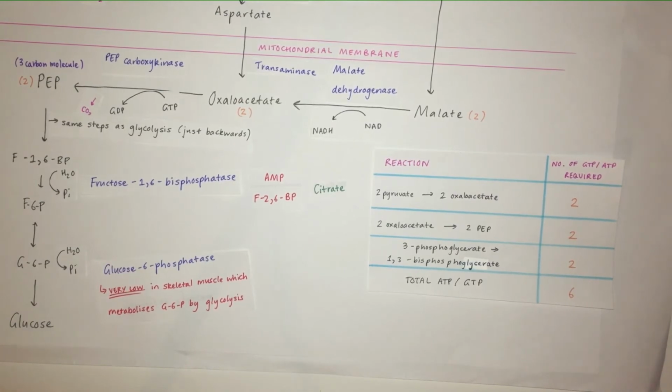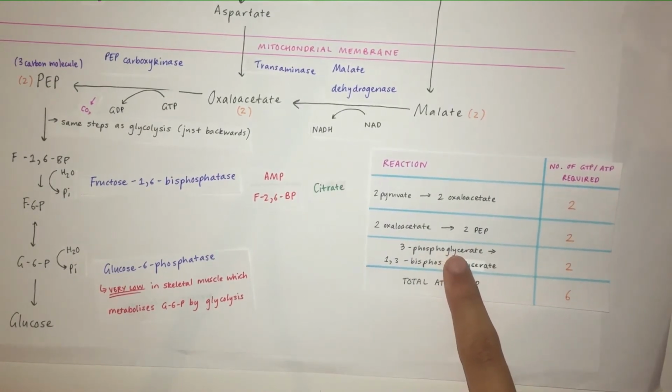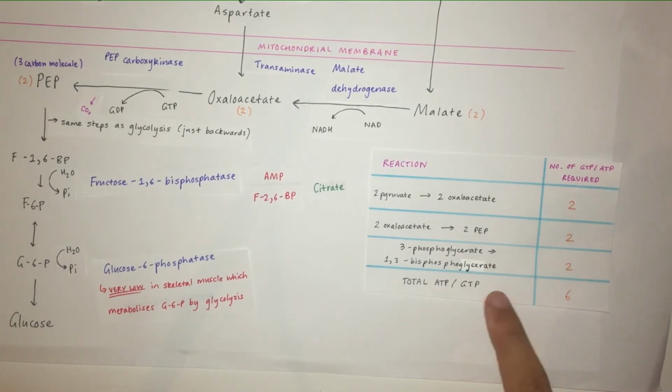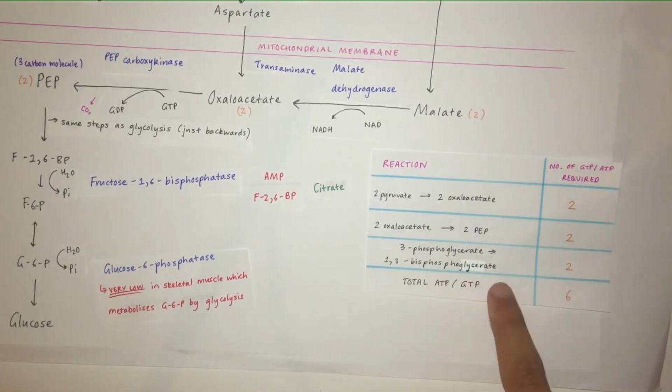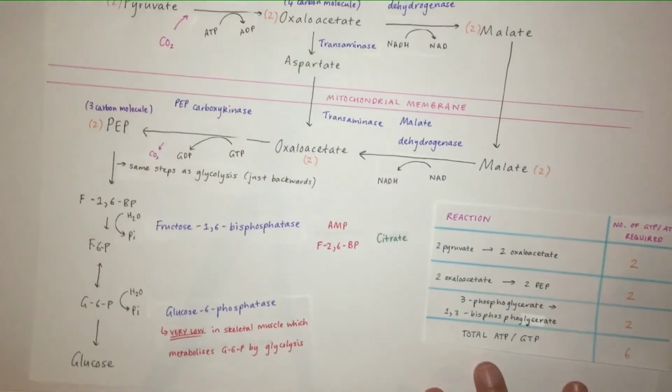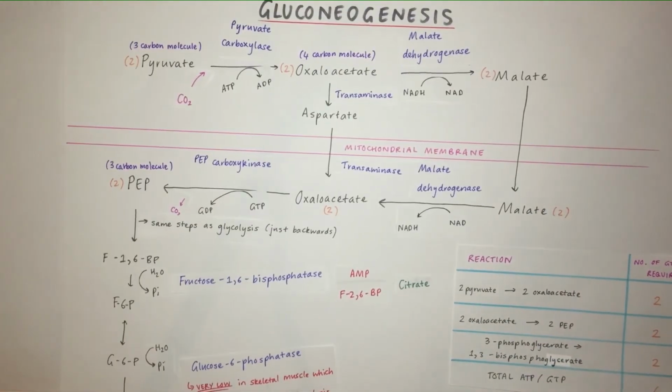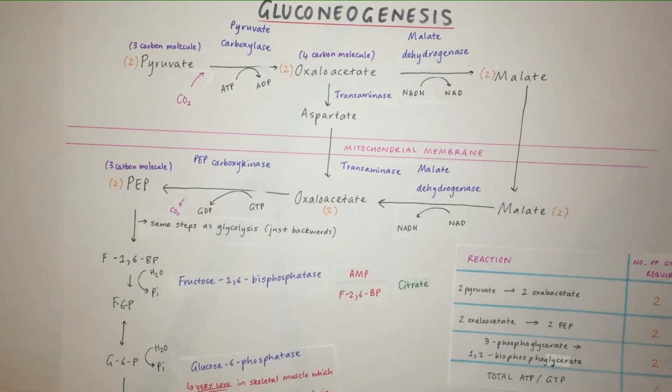So see, this is where it gets a bit confusing. So in glycolysis we go 1,3-bisphosphoglycerate to 3-phosphoglycerate and we produce 2 ATPs, but since we're going backwards we're going to require 2 ATPs to go from 3-phosphoglycerate to 1,3-bisphosphoglycerate. So then you add those together, 2, 4, 6, and you get 6 ATP that are required for gluconeogenesis. And that is the basics of gluconeogenesis.